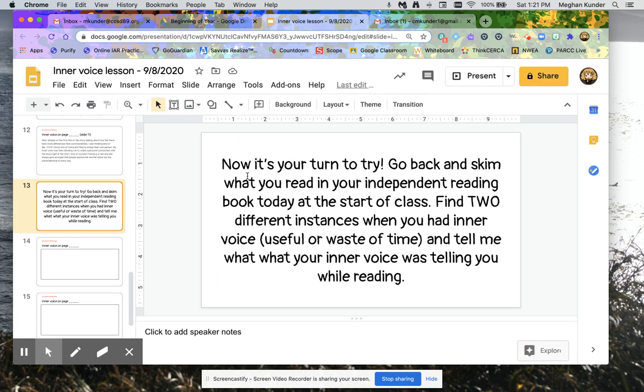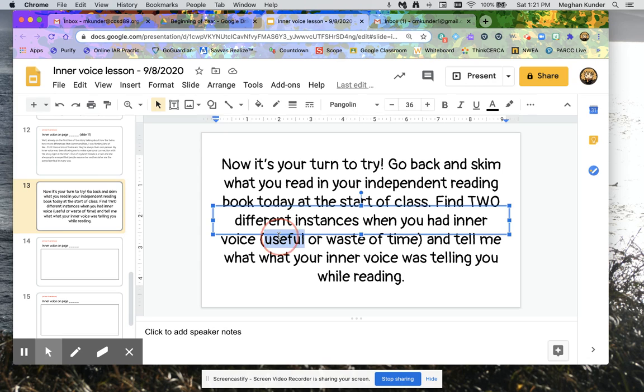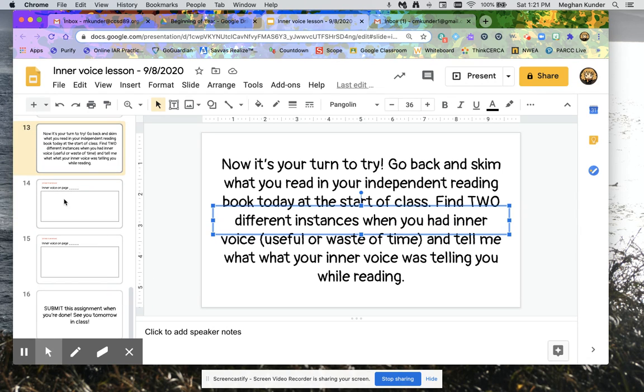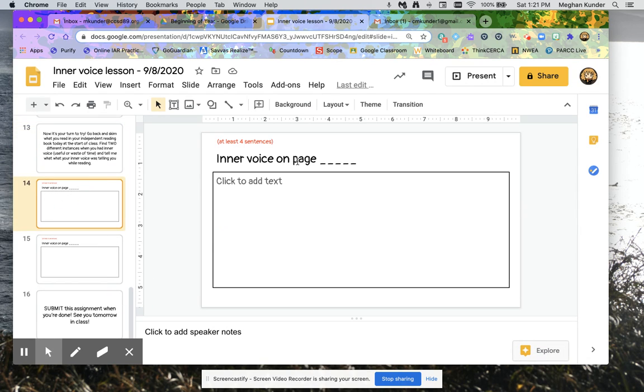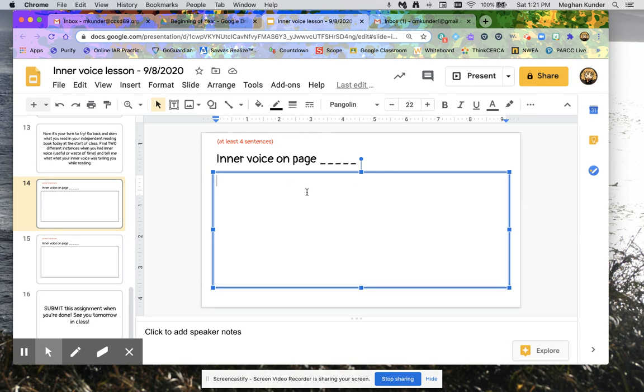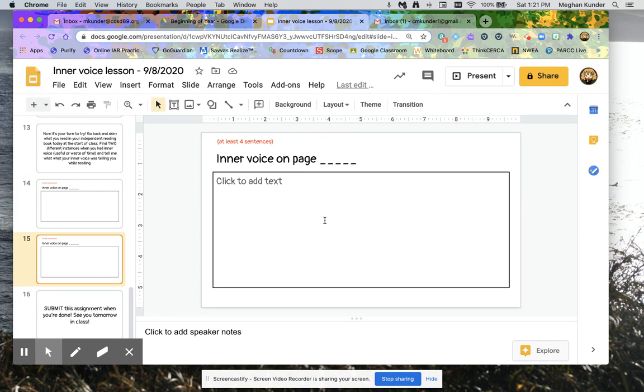So now you're going to try. Go back and skim what you read during independent reading at the start of class. You're going to find 2 different instances when you had inner voice. It could be useful voice or waste of time voice. And tell me what your inner voice was telling you while you read. Okay? So you're going to tell me your inner voice page where you had the inner voice. You're going to give me at least 4 sentences here, and then you're just going to do it a second time. So you're practicing that inner voice twice today.